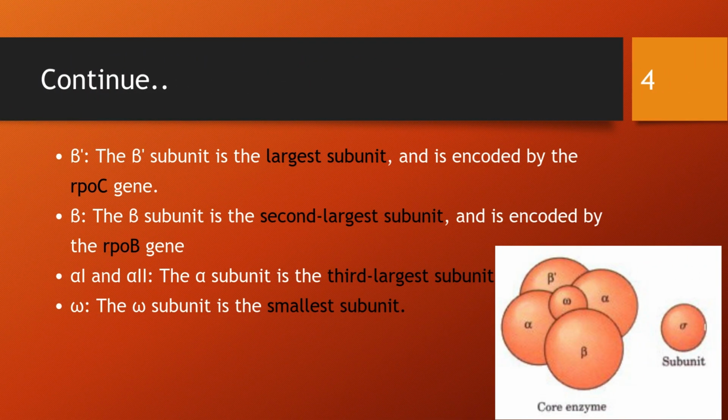Continuing with the structure, each subunit has a specific gene coding for it and a specific function. The beta prime subunit is the largest, encoded by the RPO-C gene. The beta subunit is the next largest from the RPO-B gene. Then we have two copies of the alpha subunits. Together, these four subunits, two alphas, one beta and one beta prime, form what we call the core enzyme. This core enzyme can do the job of making RNA, but it's not very specific or efficient on its own.